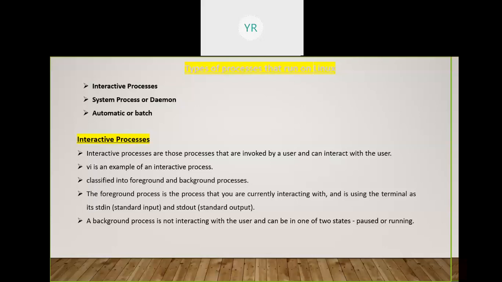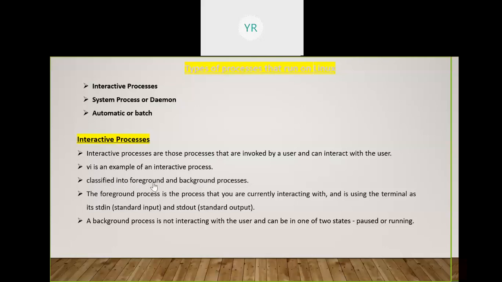An example of that is vi. Almost all commands, many of the processes, come under this category. vi is an example of that. vi, cat, all of those come under it. Again, interactive processes fall into two categories: foreground and background processes.